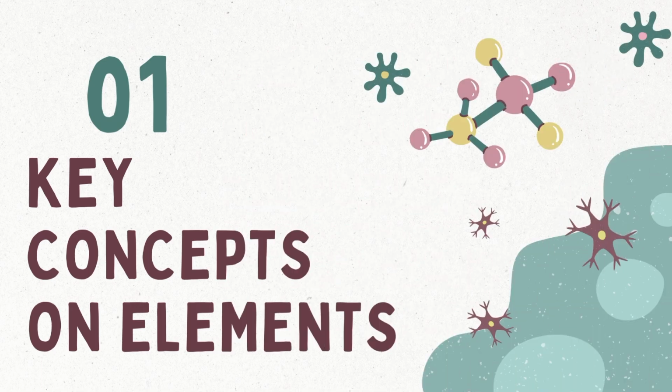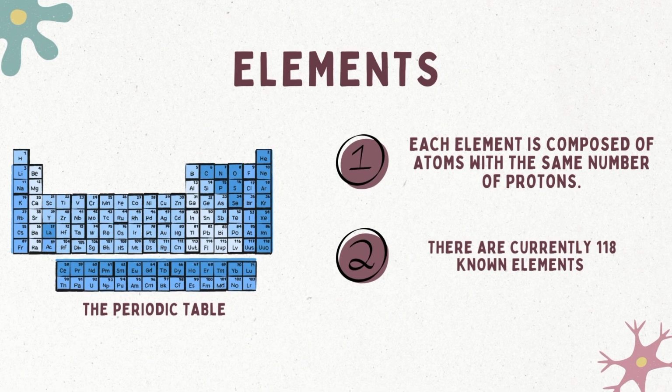Number 1. Key concepts on elements. Each element is composed of atoms with the same number of protons. There are currently 118 known elements, and this is the periodic table.